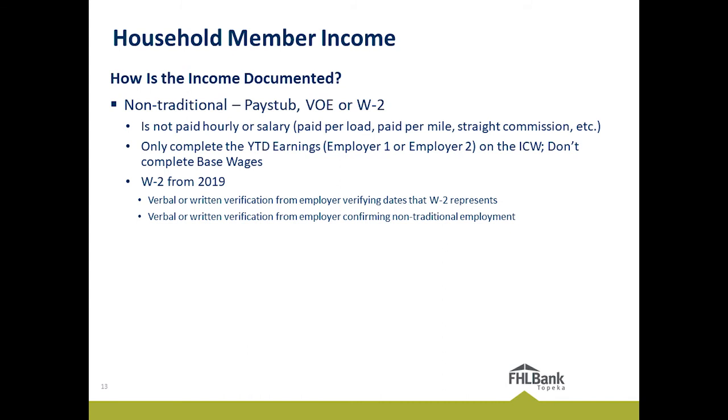Along with the W-2, provide verbal or written verification from the employer verifying the dates of employment that are represented on the W-2, and confirmation from the employer that the income meets Federal Home Loan Bank's definition of non-traditional income. If the 2019 W-2 cannot be provided, a current pay stub or VOE will be accepted.